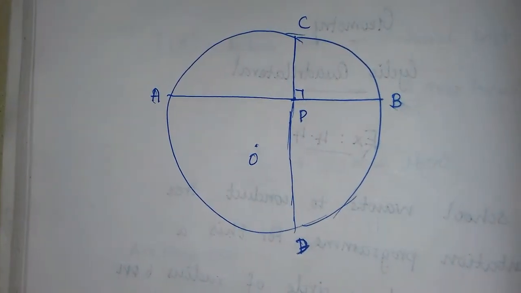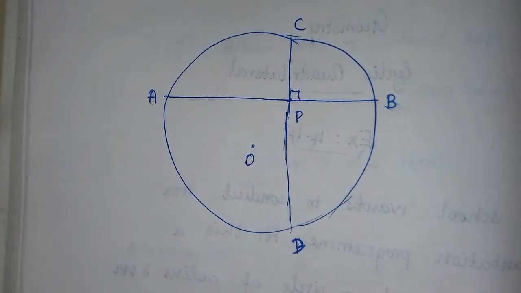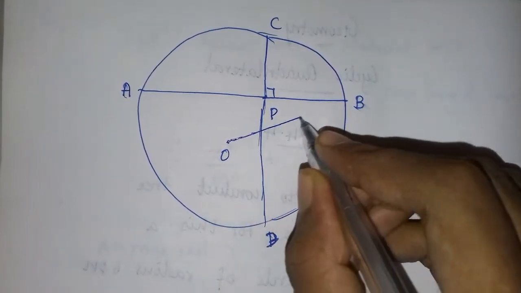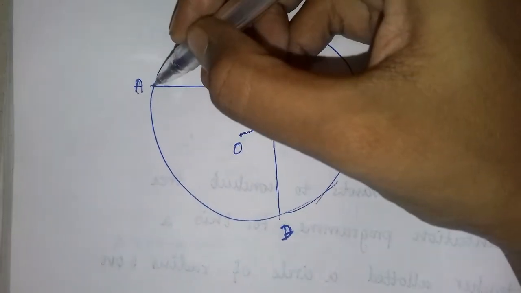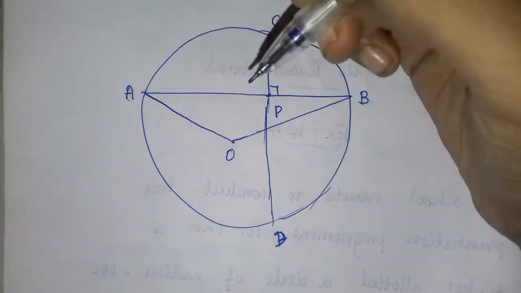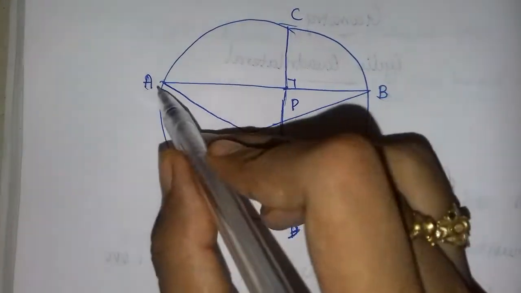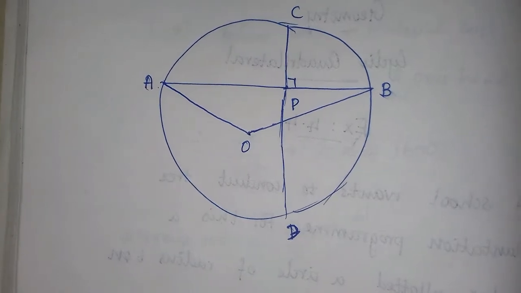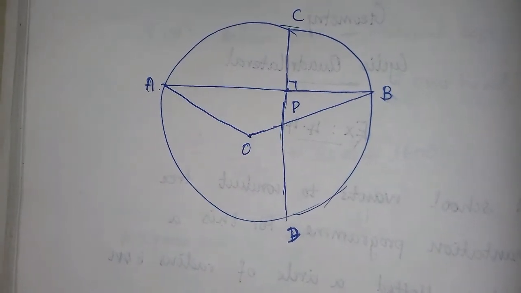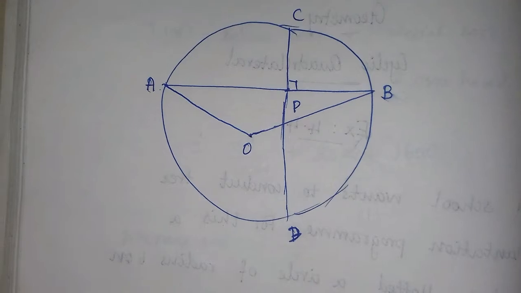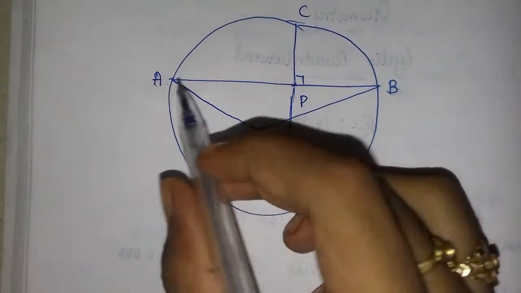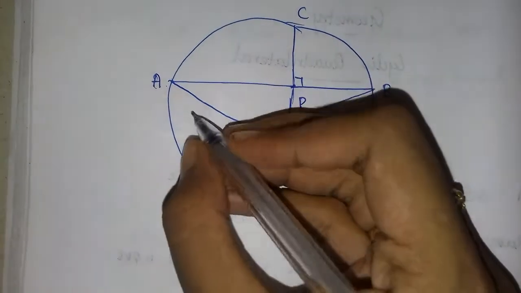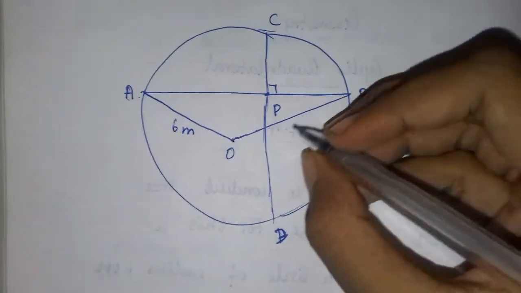What are the things given in the question? Radius is given. Here what is the radius? OB is the radius. OA is also a radius. Why? O is the center point and A and B are points on the circumference. If we join the center point and a point on the circumference, we get the radius. So these two are radii. The radius given in the question is 6 meter.